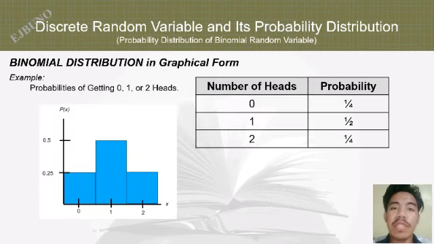Aside from using tabular form, we can also express the binomial distribution in a graphical form. Here's an example of the graphical form of the probabilities of getting 0, 1, or 2 heads when we toss a coin a certain number of times.